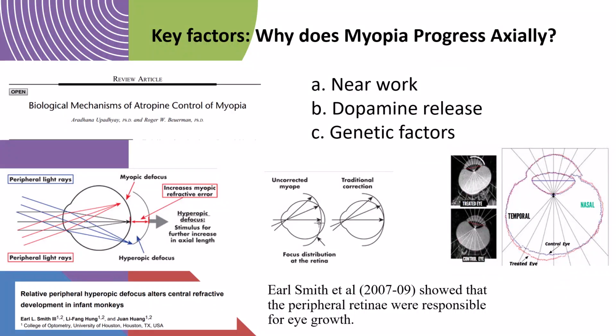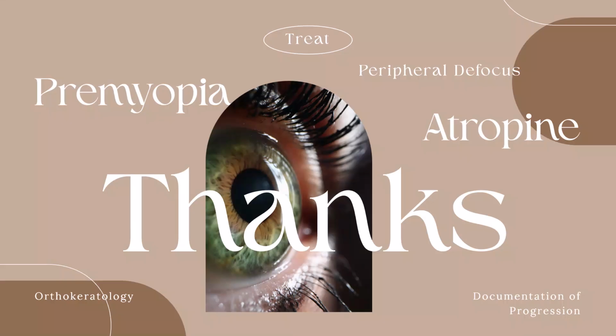And I think this would be part of the next chapter, as to how myopia progresses and what the risk factors are, including the biological mechanism of atropine and how it controls myopia progression, near work, dopamine release, and genetic factors. So that finishes the chapter on the epidemiological aspects of myopia and the complications which are associated with myopia.